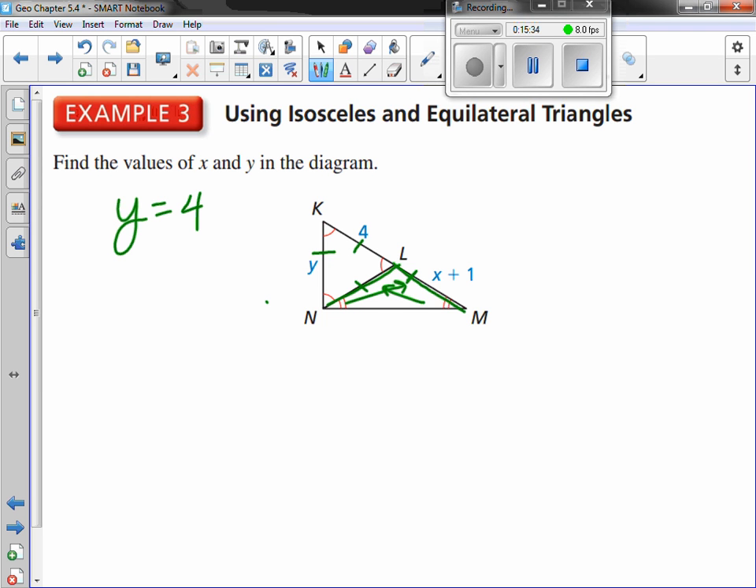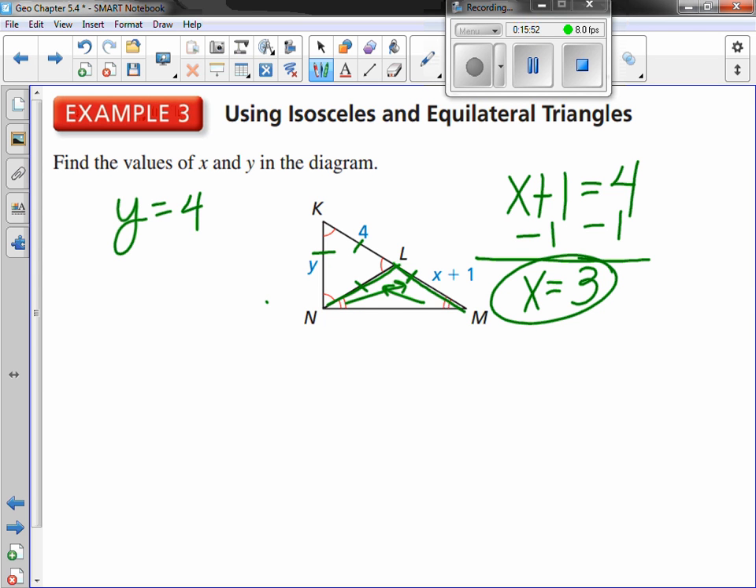Because those two side lengths are the same, y equals 4. What do I know about x plus 1? So x is equal to 3. We can subtract 1 from both sides, and we get x is equal to 3. Questions on this here? Any questions on any of this so far?